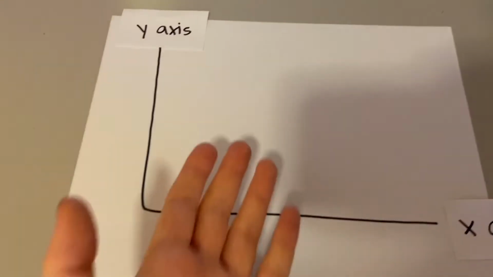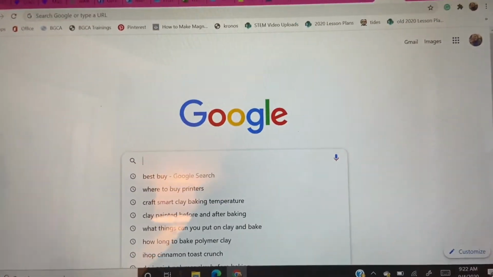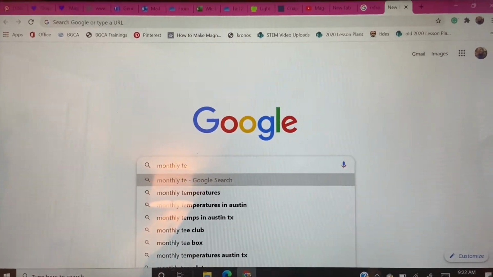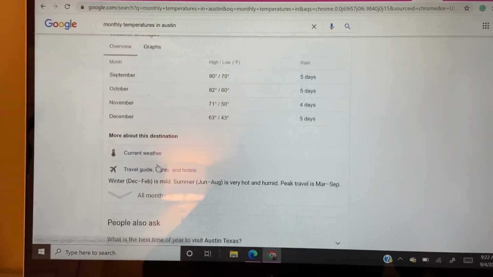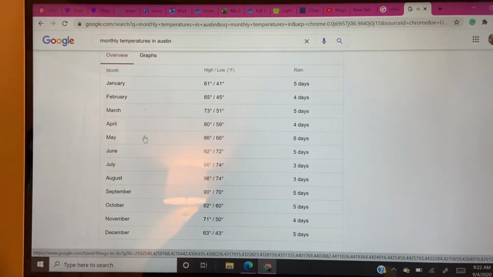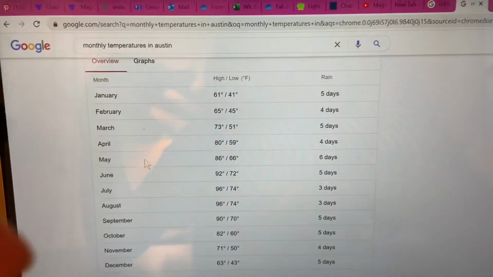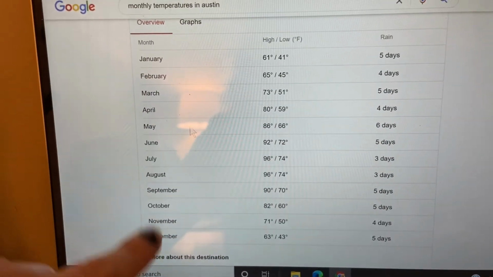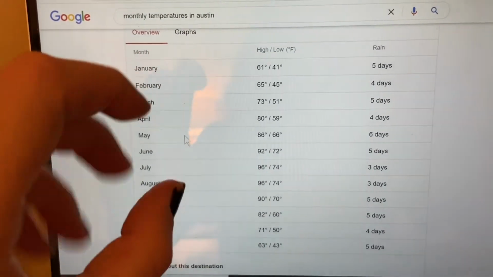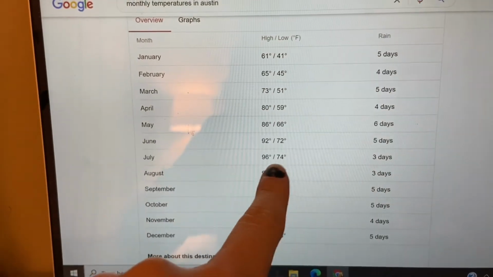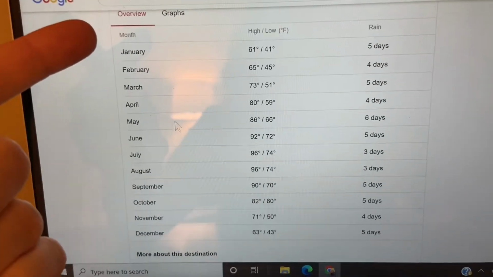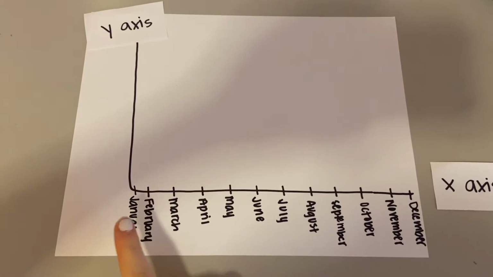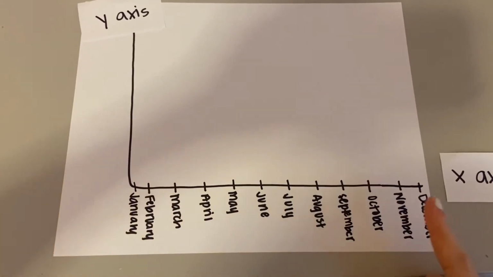But you're probably thinking, what data am I going to put on here? Good question. Like I was saying in my example, I want to find something that changes over time. So I'm going to do the monthly average high temperatures in Austin. The first thing that comes up is basically the average high and low temperatures in each month. On our graph, I'm going to put each of the months on the x-axis because that is our time and that is what I am controlling, because our temperature is a result of the month of the year. So I'm going to write these on my x-axis. This is what my graph looks like at this moment. Like you see, I put the time down here.